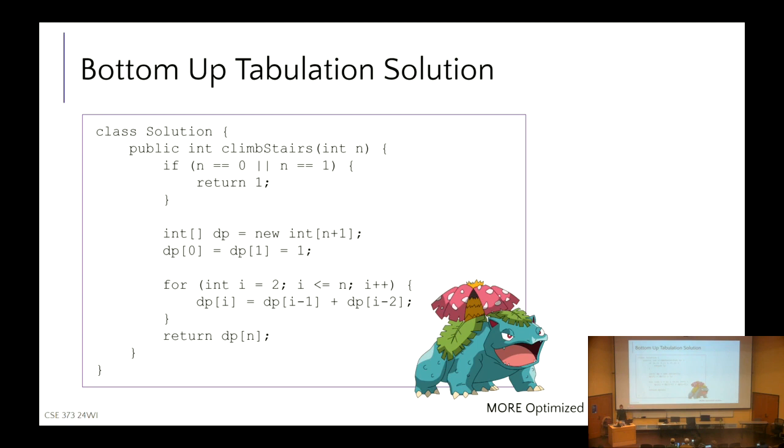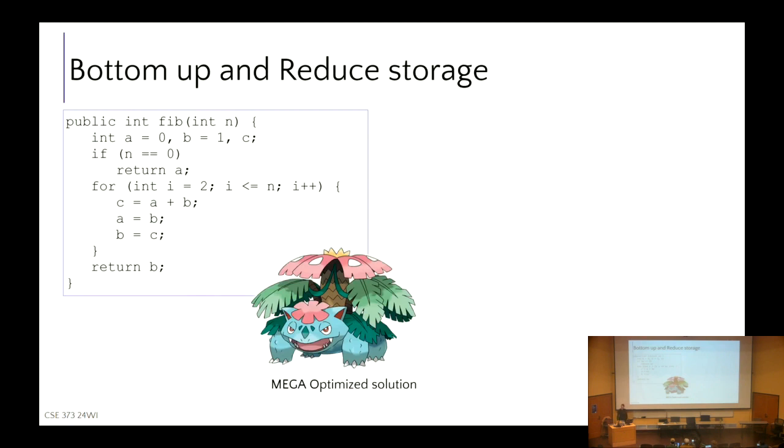And then the final mega optimized solution is when we rotate values through the variables so that we don't need to store anything for any moment longer than we need it. Any questions?